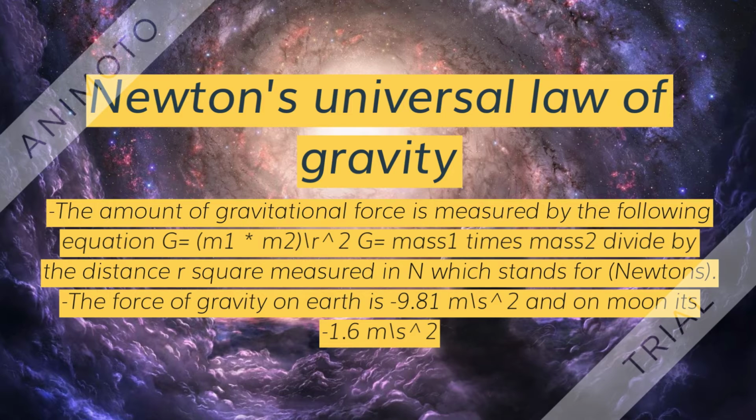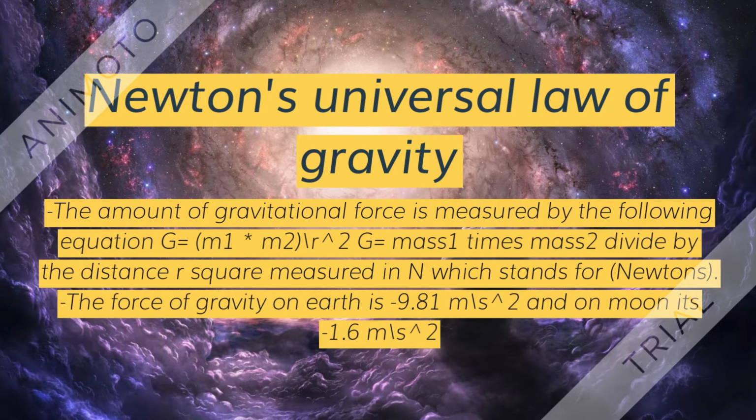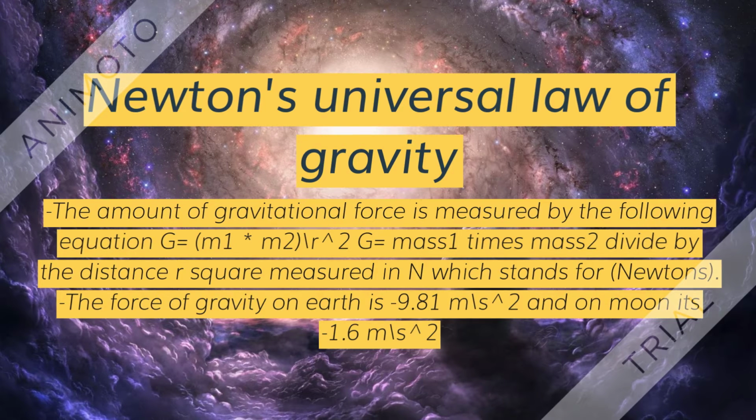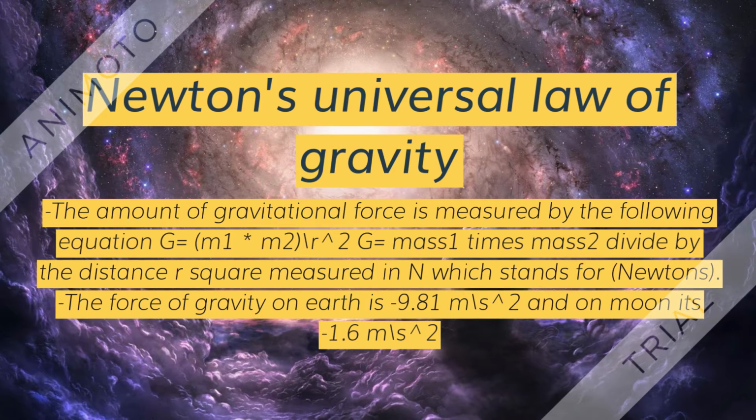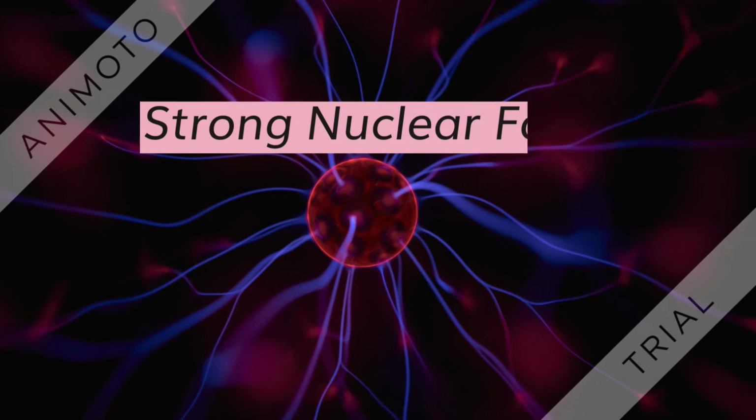The acceleration due to gravity on Earth is negative 9.8 meters per second squared, and on the Moon it is negative 1.9 meters per second squared. Don't forget that gravity is a field force, and the gravitational field strength is equal to the free fall acceleration, and also that your weight changes by location. So this means that my weight on the Moon is way different than my weight on Earth.